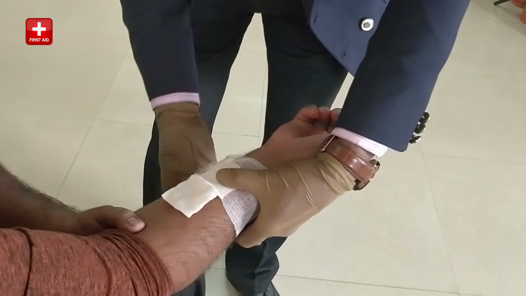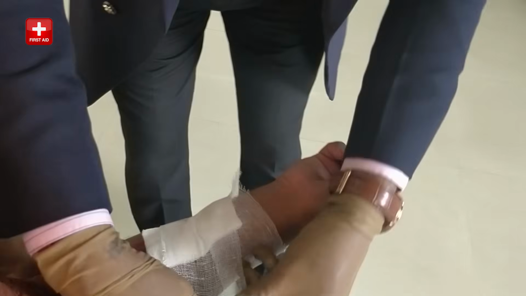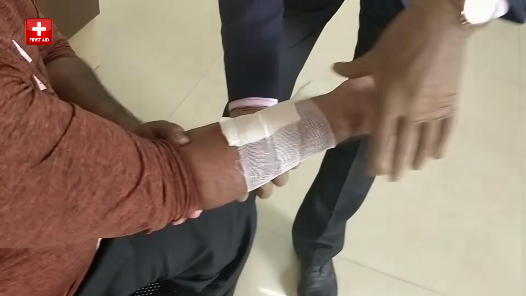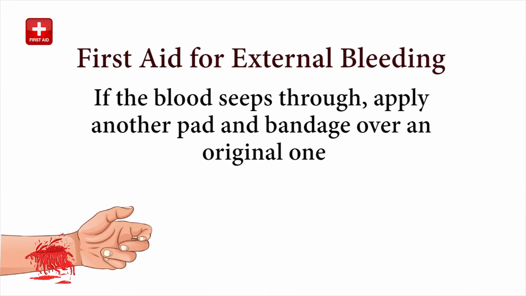Apply a bandage directly to the wound firmly, but at the same time make sure that the dressing is not too tight, otherwise it may cut the circulation. If the blood seeps through, apply another pad and bandage over the original one.